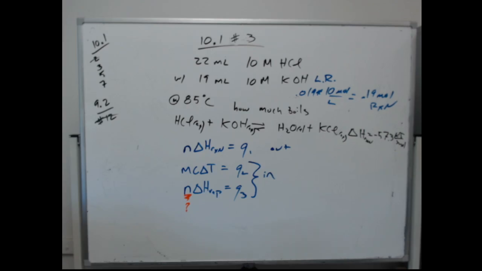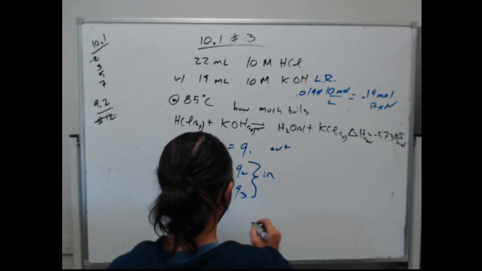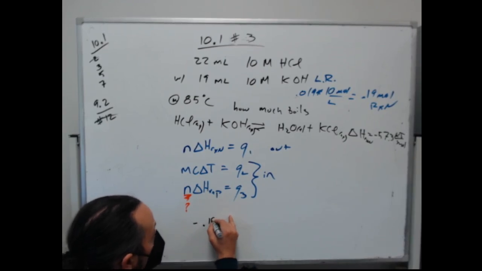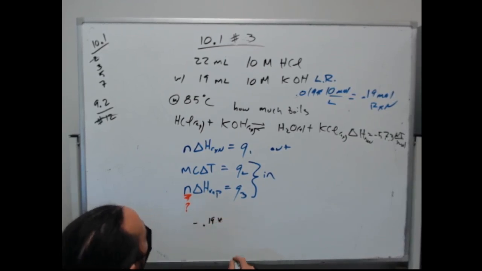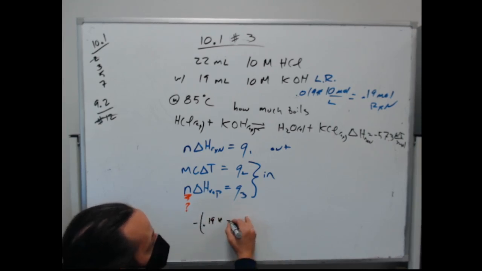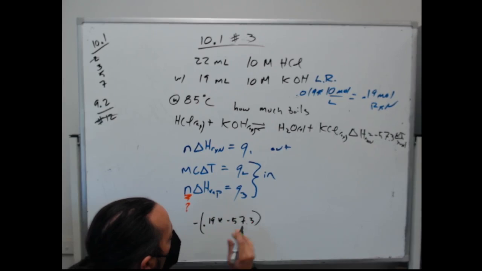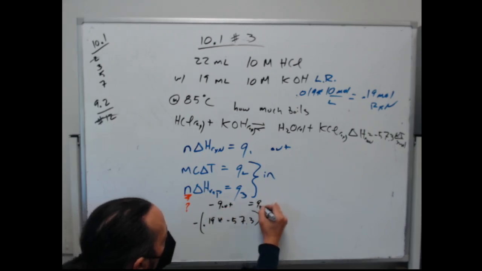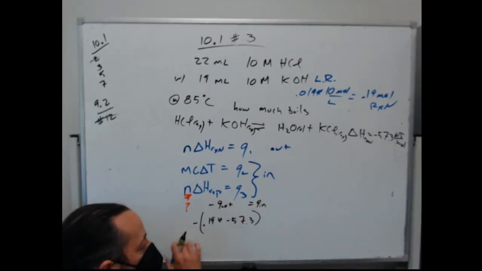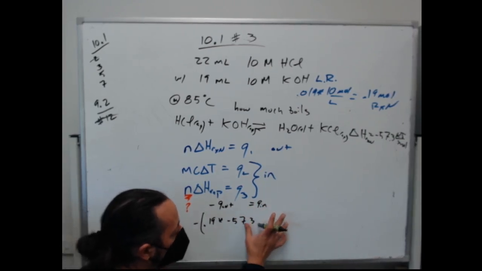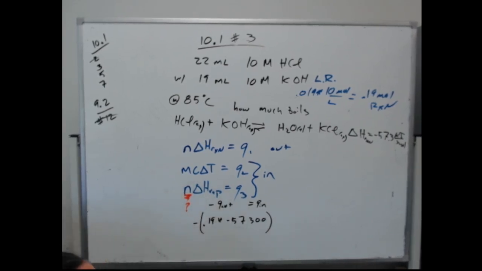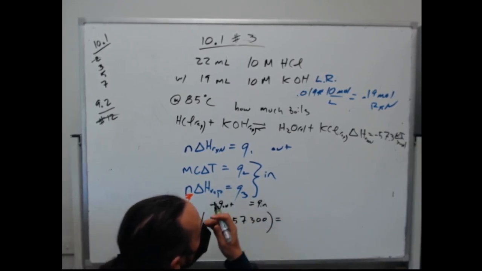Right. So that means I can start plugging things in. I'm going to have negative 0.19 times negative 57.3. That negative is because Q out is equal to Q in, so I got my double negative there. I'm going to go ahead and multiply this into joules while I'm at it so my units match. That's going to be equal to MC delta T.